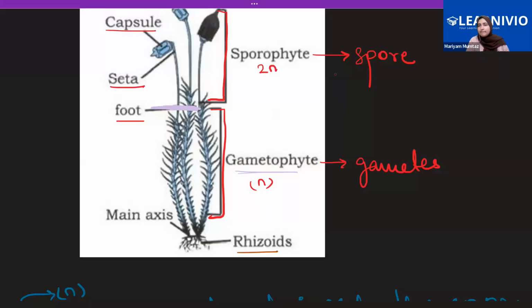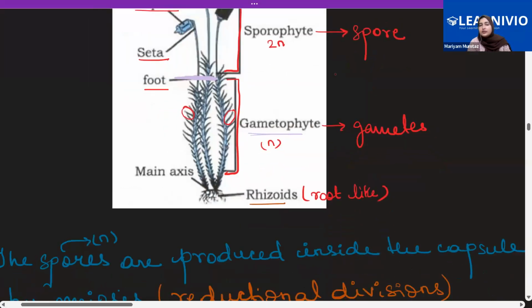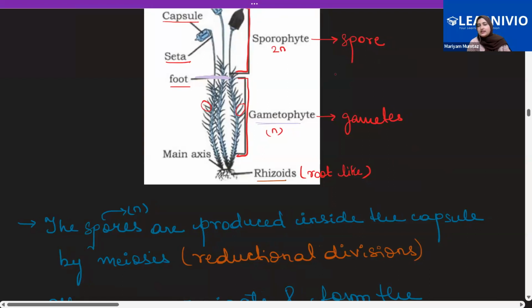Whereas the gametophytic plant body has leaf-like structures, isn't it? And they have rhizoids, which are root-like structures. What is the function of rhizoid? To stay in one place. To attach to the substrate, isn't it?